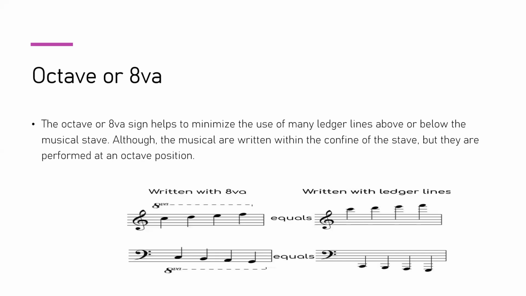You can introduce the use of this octave. Look at how it is. The musical notes are written within the confine of the stave, but they are performed at an octave position. Yes, you can write the musical notes using an octave sign or symbol. It will be written on a normal stave within the confine of the stave without using ledger lines. But when you're performing them, they'll be performed at an octave level.